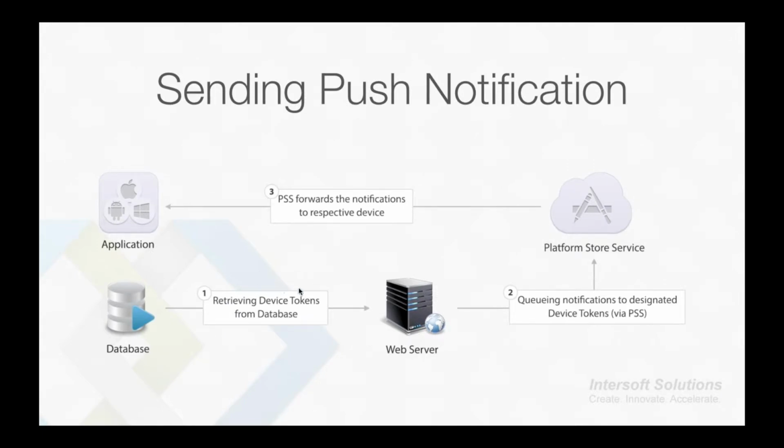When the server sends the notification, it first checks the database for registered and valid device tokens. It then queues notifications to designated device tokens via Platform Store service. It will create as much channels as needed to accommodate the sending of push notifications to the store service. The Platform Store service will then forward the notifications to respective devices.